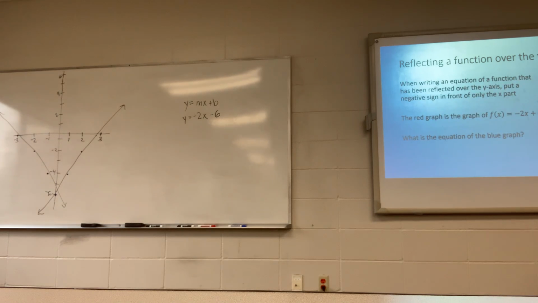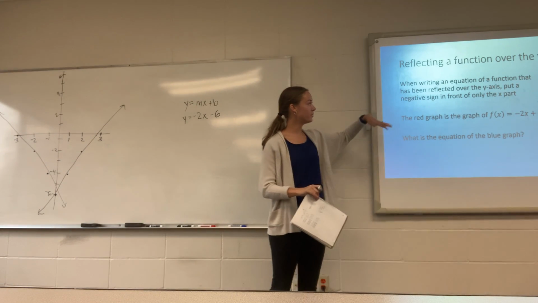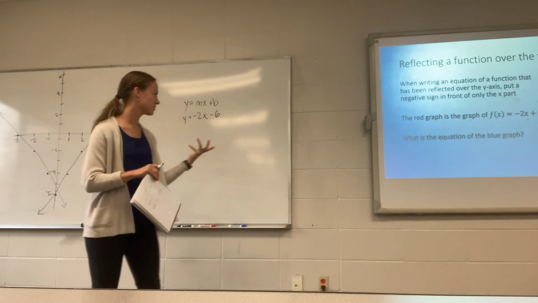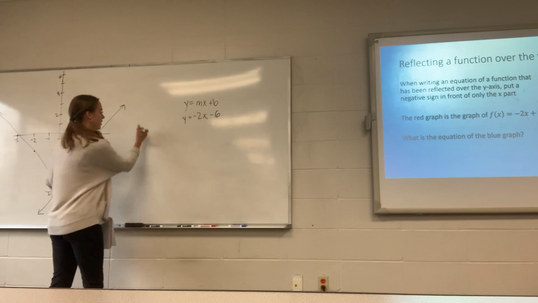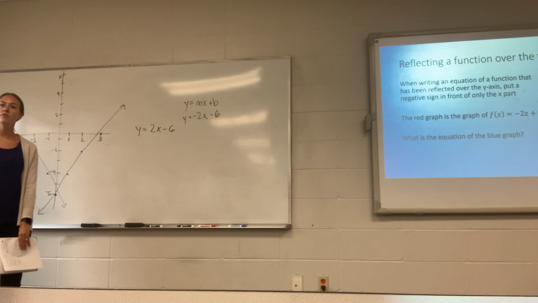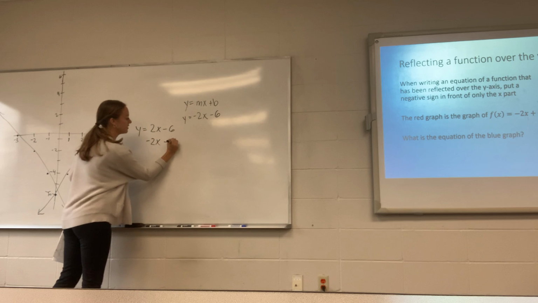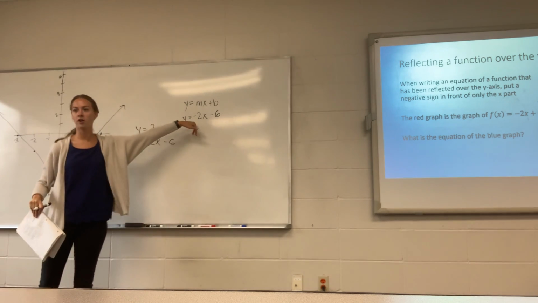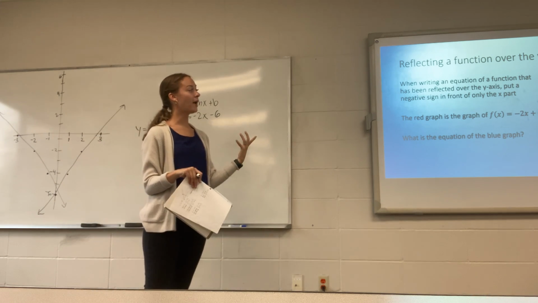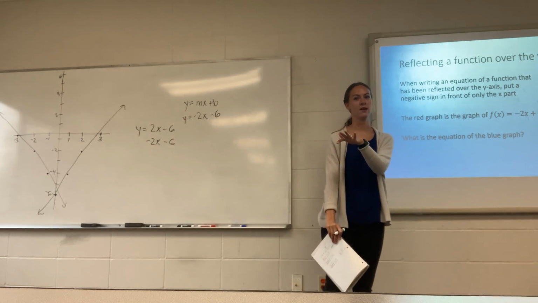Okay, so then it says when we reflect over the y-axis, all we do is we put a negative sign in front of the x part, and then we leave everything else the same. Because if our original equation was y equals positive 2x minus 6, and I put a negative just in front of the x part, that gives me negative 2x minus 6. And isn't that our equation we came up with? Yeah. So when you reflect over the y-axis, you only put a negative in the x part. You leave the rest the same, okay?